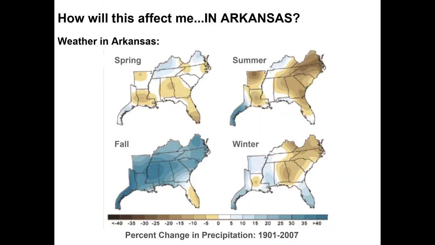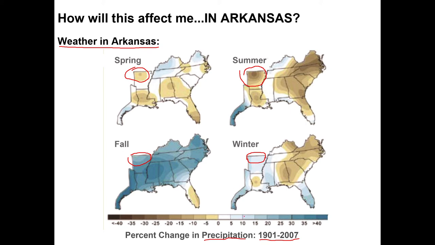Well, research has already been done on this. In fact, you can get on the city of Fayetteville's website, and they've got a little section about what to expect from climate change in this region. So first off, the weather we're going to see: our springs are going to get a little bit drier up here. Our summers are going to get even drier still. And this is precipitation. These are changes from 1900 to 2007. Our falls are going to get a little bit wetter, and our winters are going to get slightly wetter.